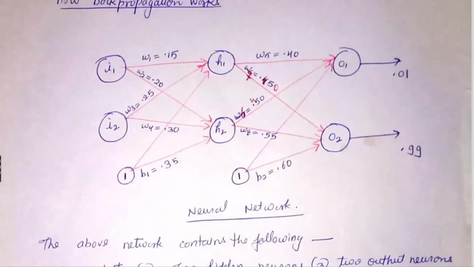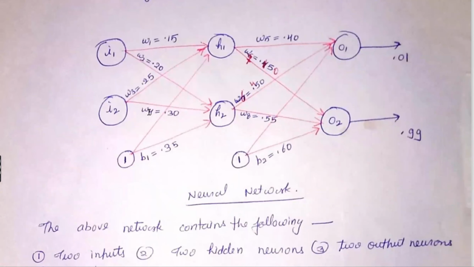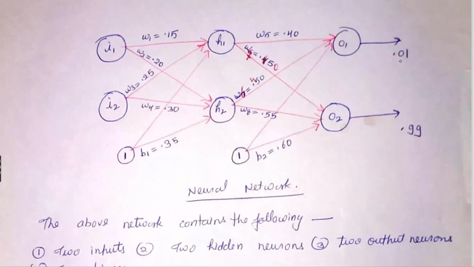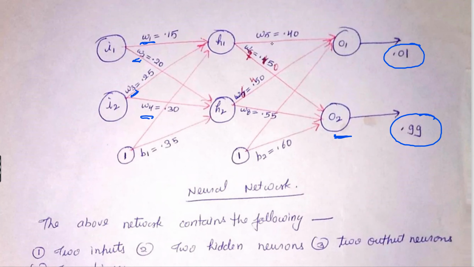In this diagram, we have two inputs, I1 and I2, two hidden neurons, H1 and H2, and two output neurons, O1 and O2. And here 0.01 is the target output O1, and 0.99 is the target output O2. We have certain weights W1, W2, W3, W4, W5, W6, W7, and W8. Other than this, we have bias values B1 and B2.